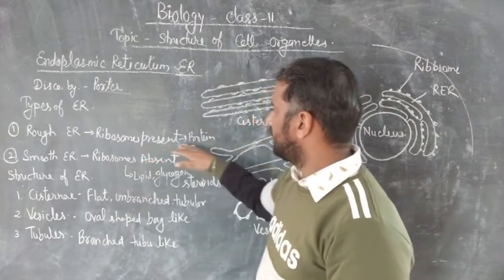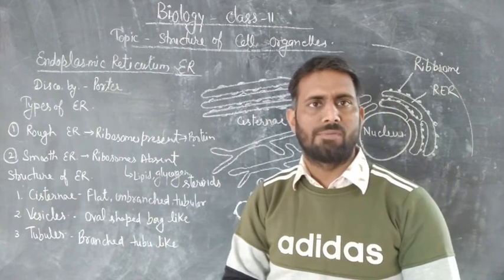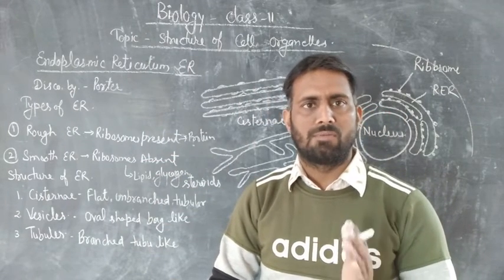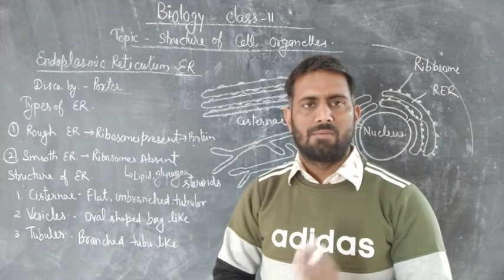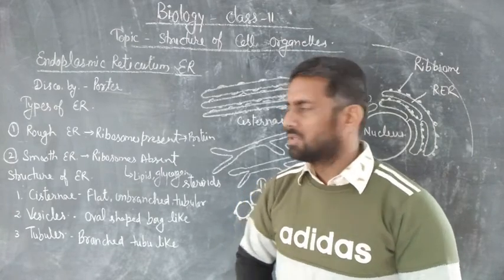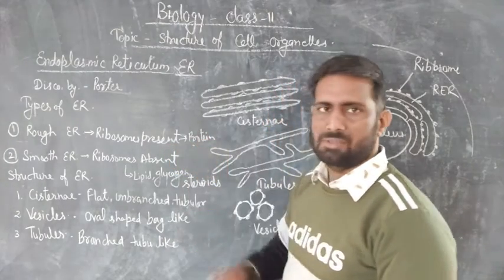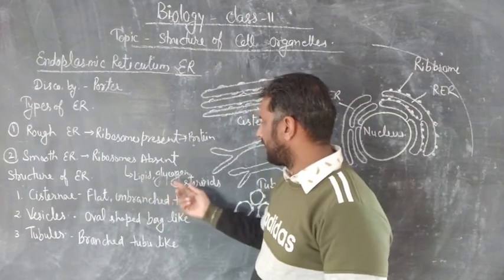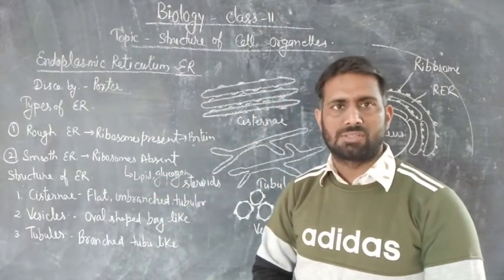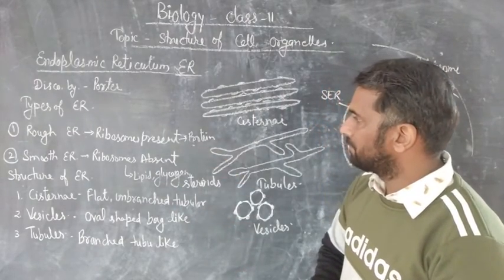Rough ER is related to the synthesis of protein because of the presence of ribosomes. Because we know that ribosomes are the factory of protein formation. So this ER is related to protein synthesis, and smooth ER is related to lipid, glycogen and steroid synthesis. Okay, so this is all about the types of ER.